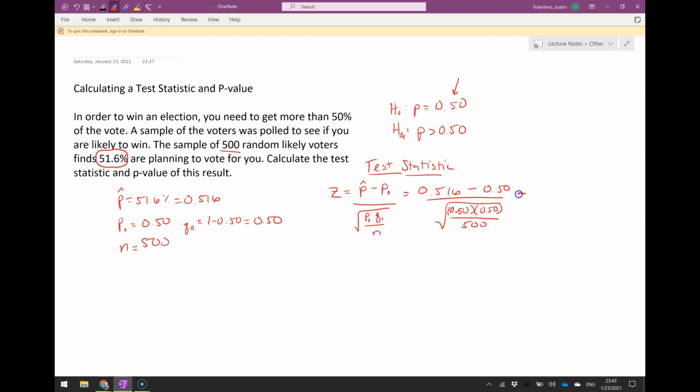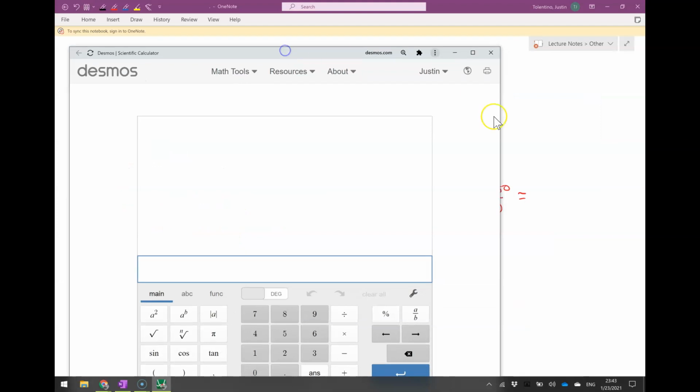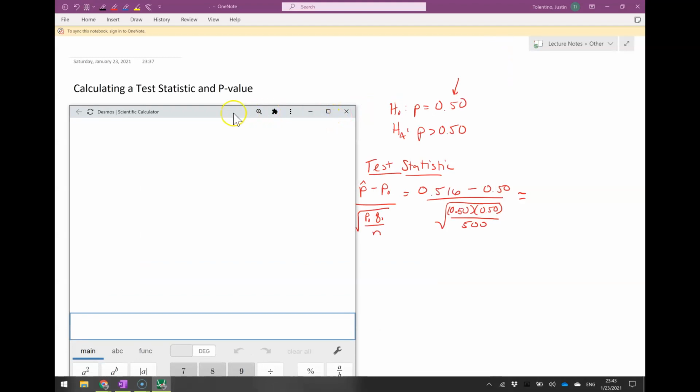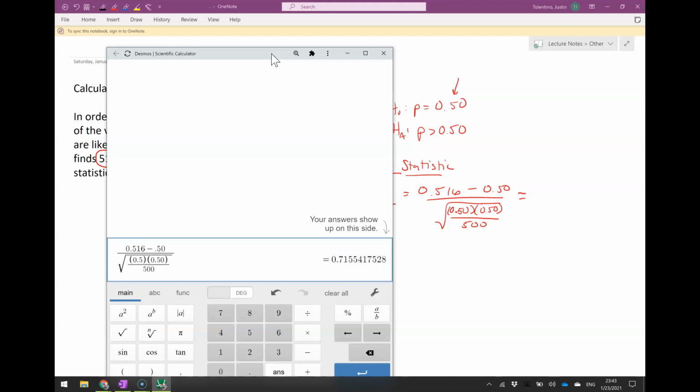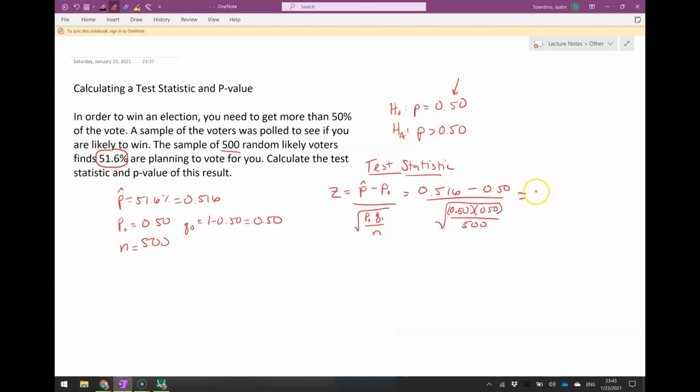So now we just get our calculator out and calculate this value. If we're using a calculator like Desmos, that makes it very easy to type in. We can just calculate it exactly as we see it. On the numerator, we have 0.516 minus 0.50. The denominator, we have the square root of 0.5 times another 0.5, and that whole thing over 500. And there we go. We get our z-score of 0.7155. I'll just round it to 4 decimal places.